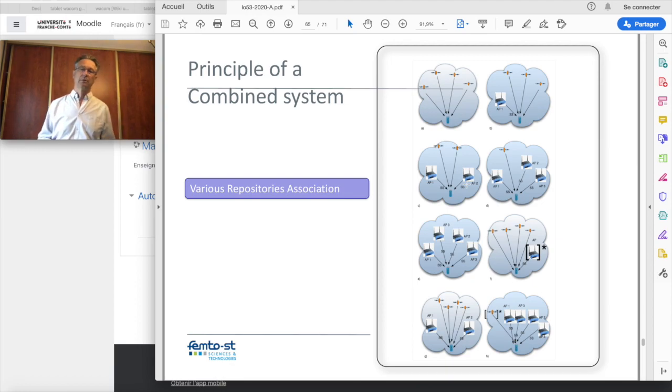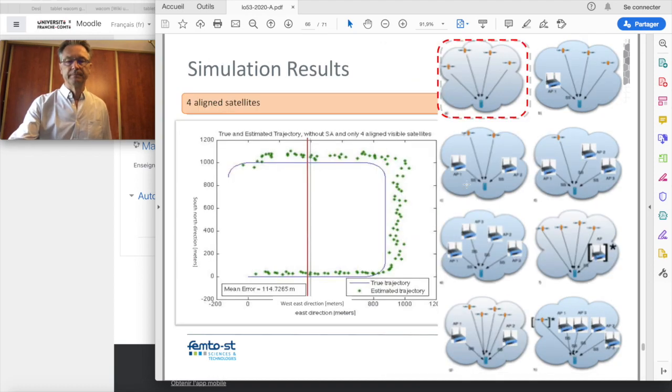This is a sort of combined system which can allow us to improve the calculation if we don't have enough satellites to compute an outdoor position, and if we don't have access to enough Wi-Fi access points in some specific area between outdoor and indoor. Maybe it's better to combine both of the information.